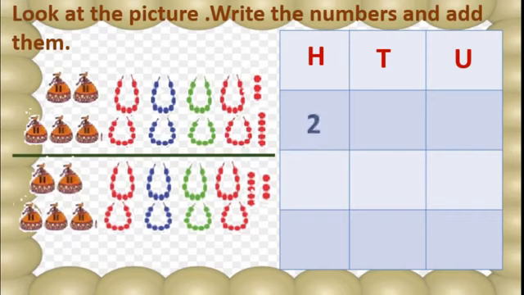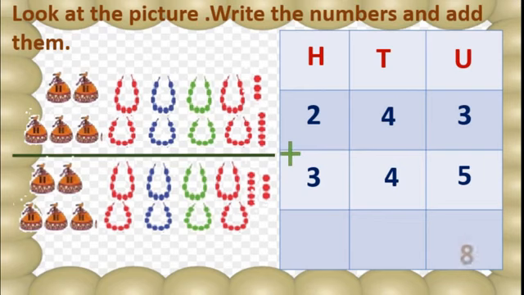Now in hundreds place, in the first row 2 will come, and tens place 4, and in units place 3. Am I right? Correct. Then in the second row 3 purses of 100 are there, and 4 tens are there, and 5 units are there. Now we will put addition mark here. Now we will start adding from the unit place. 3 plus 5 is 8, 4 plus 4 is 8, 2 plus 3 is 5. Got this, children? This is the answer, that is 588 is the answer.